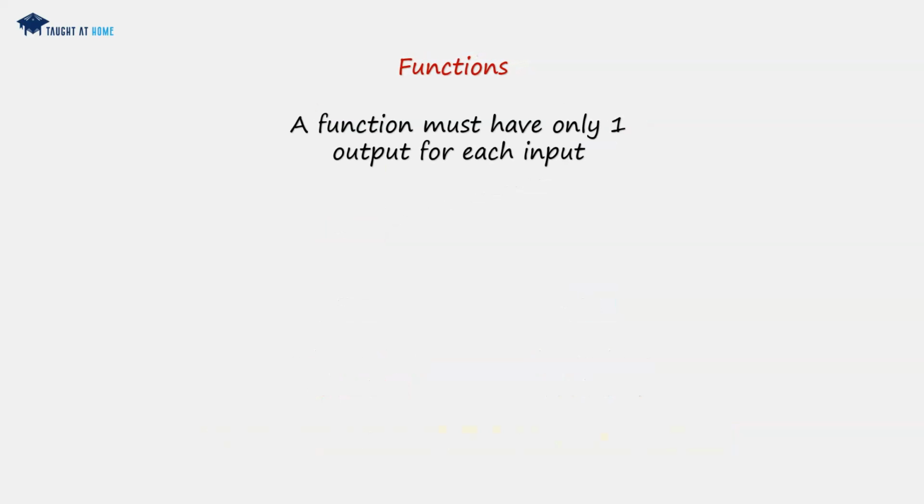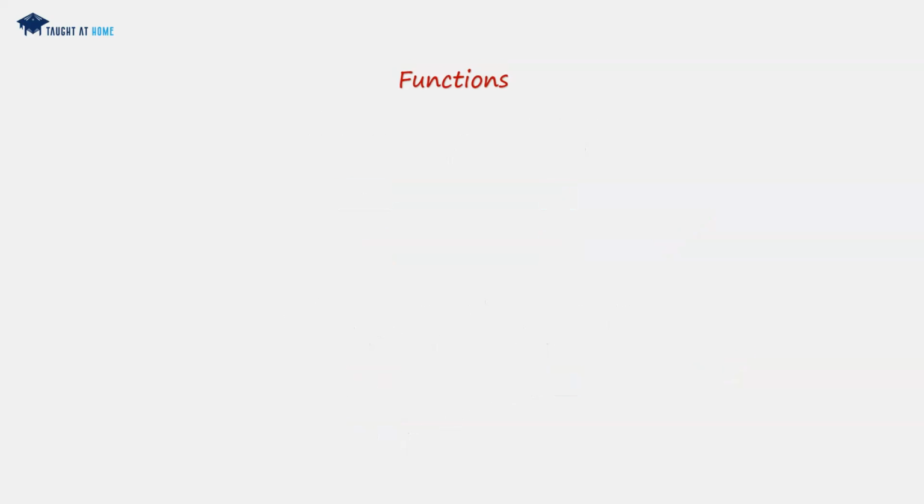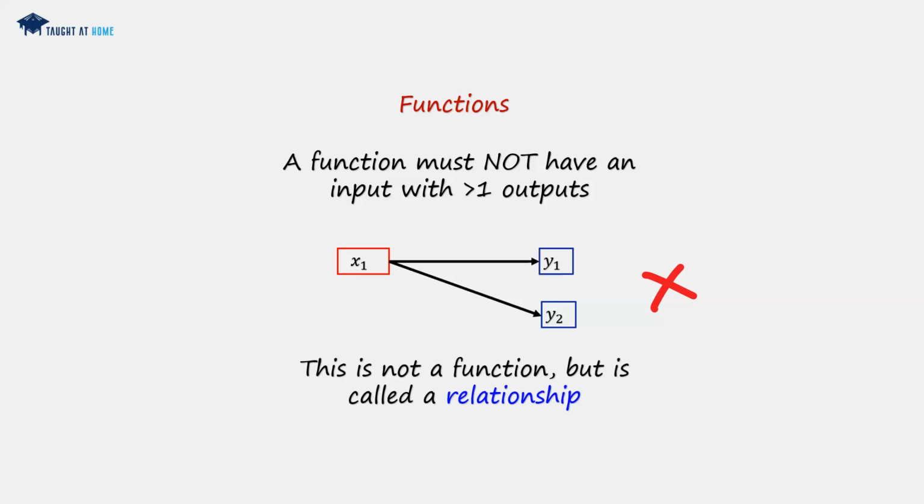So to recap that, a function must have only one output for each input, like this. Or a function may have one output for 2 or more inputs, such as here. A function must not have an input with more than one output. This is not a function, but it is called a relationship.